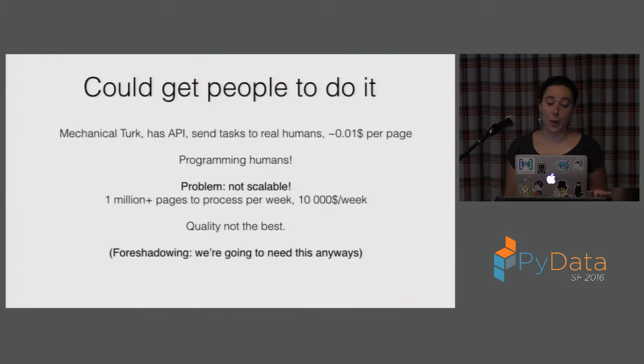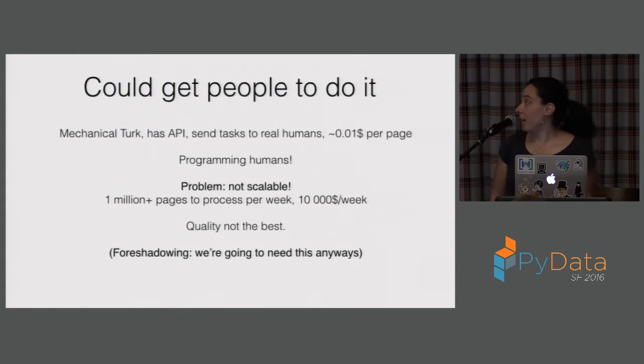Well, we could get people to do it. So we could use something like Mechanical Turk, which has an API. You can send tasks to real humans. It costs about $0.01 per page. I always think this is kind of cool because it's like programming people. It's a little bit vertiginous to me that human cognition has become just one tiny part of a greater computation, not even a particularly well-valued part at $0.01 per page, of a greater computation that's mostly done by machines, right?